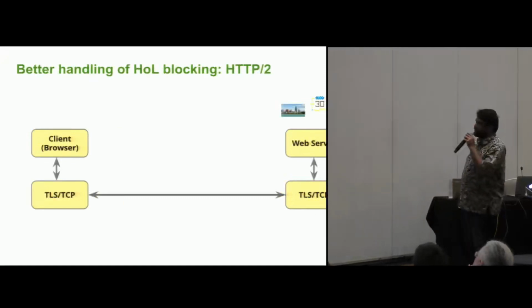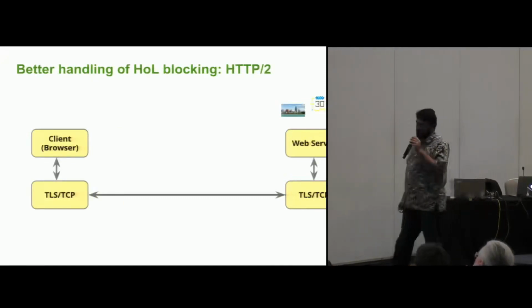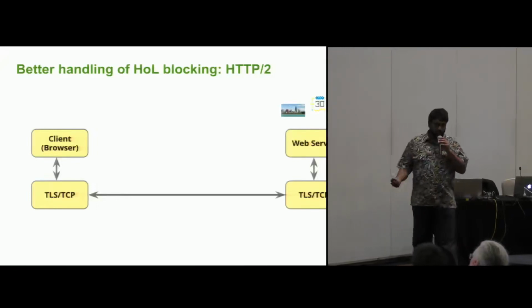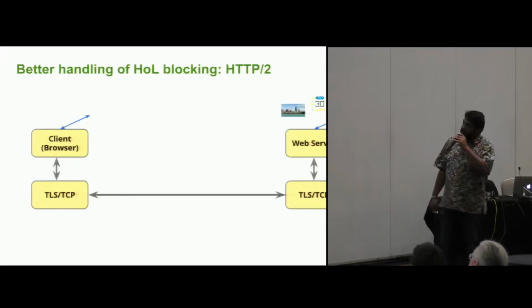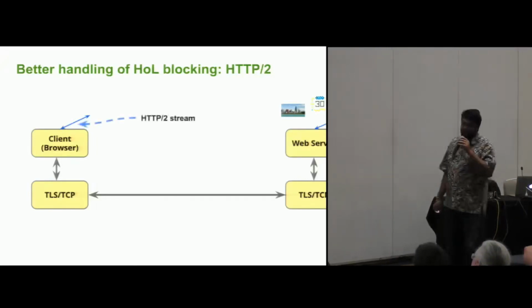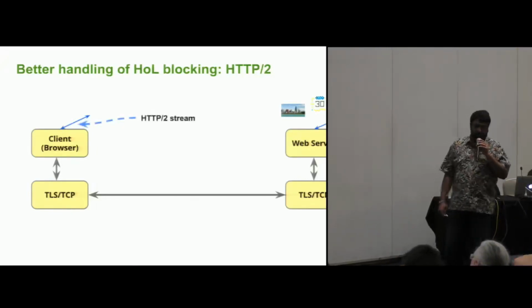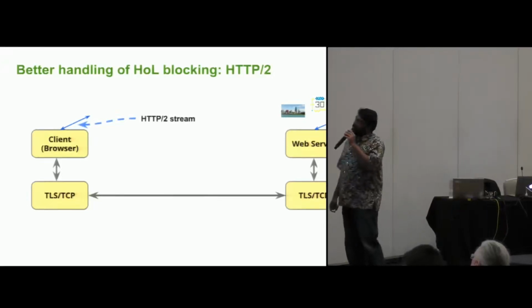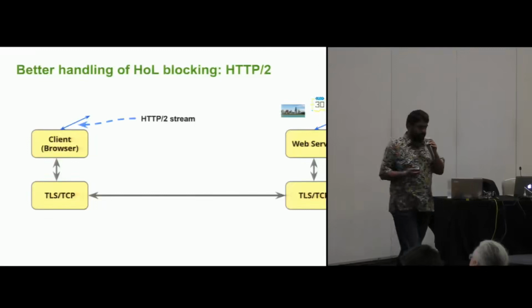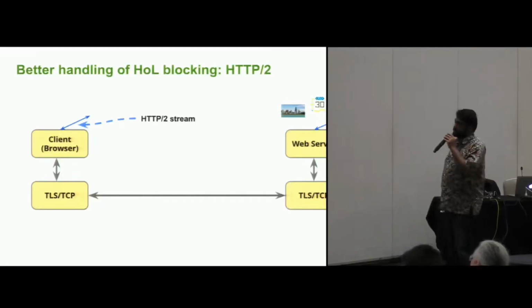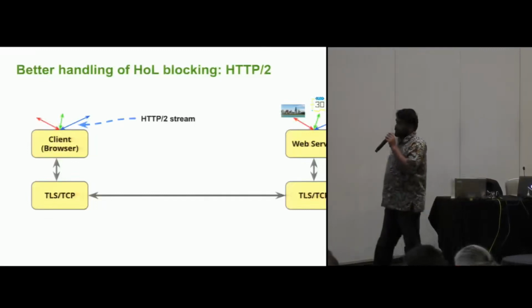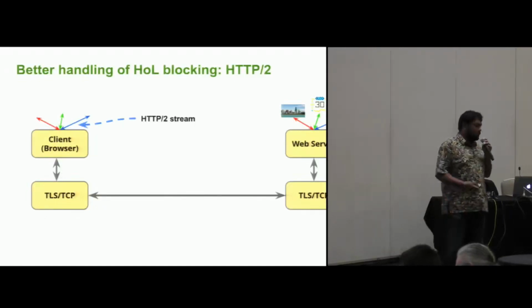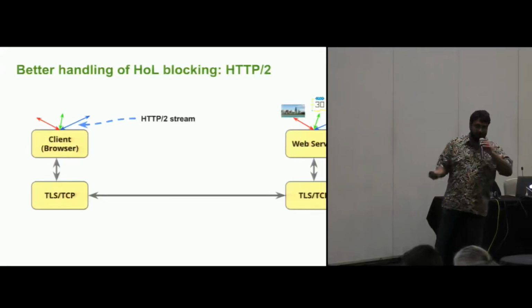What does HTTP 2 do? Well, it tries to deal with the same head-of-line blocking problem, but in a different way. So here's what it does. The client wants to send a request for one of these objects, and it creates what the HTTP working group calls an HTTP 2 stream. The idea of a stream will become clear in a moment. Similarly, it wants to request the other 2 objects as well. It requests them over 2 other HTTP streams.